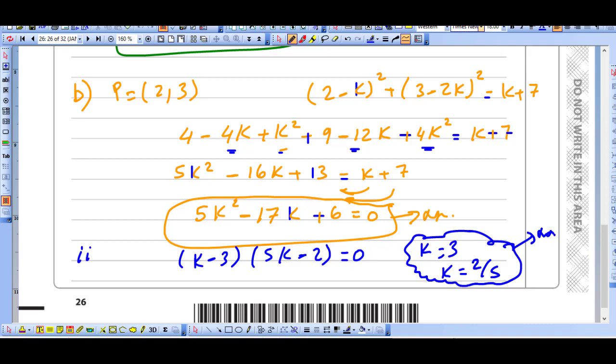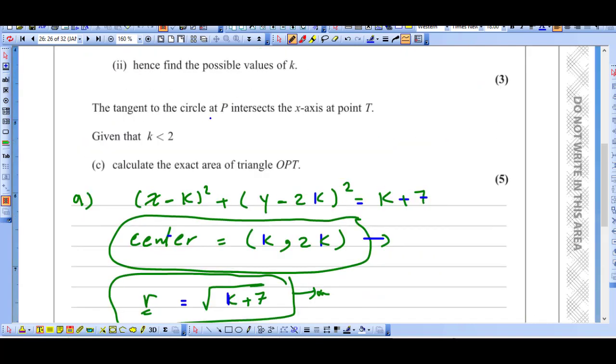Let us go ahead. The tangent to the circle at B intersects the x-axis at point T, given that k is less than 2. Calculate the exact area of the triangle OBT.